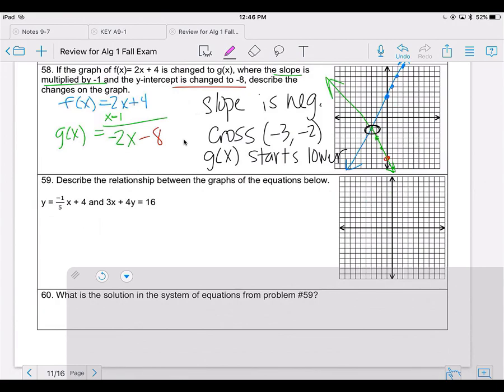59 asked me to describe the relationship between the graphs of the equations below. This one is already solved for me, so I can start by plotting my beginning point at 4 and going down 1, right 5, down 1, right 5.